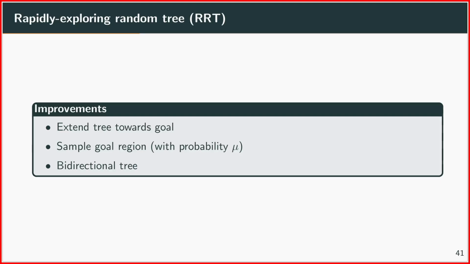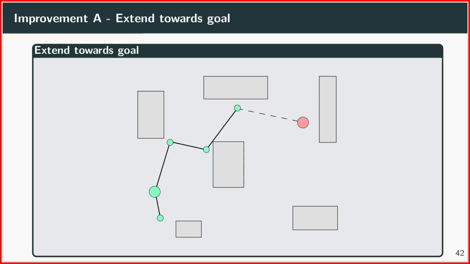And then another improvement is to have not only one tree growing through your configuration space, but two. You have a bidirectional tree where you grow from your start and from your goal, and you try to connect those trees together. Yeah, let me show you some visuals of how this works.